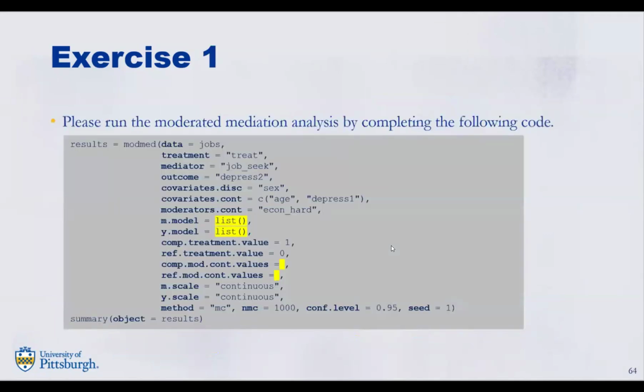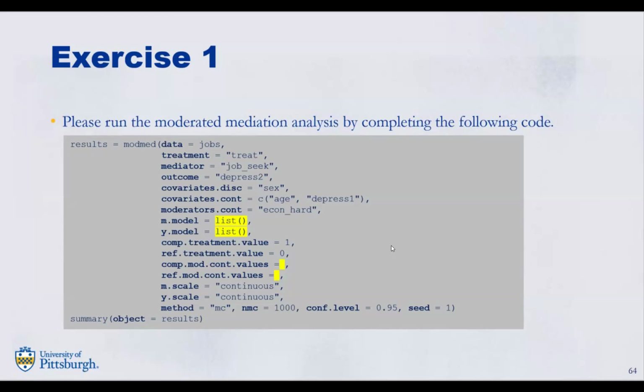In order to save your time, I have already written out the other parts. I have already written out the data name and the variable names. And your job is to fill out the mediator model and the outcome model and the comparison and reference values of the continuous moderator econhard. And I'll give you 5 minutes.